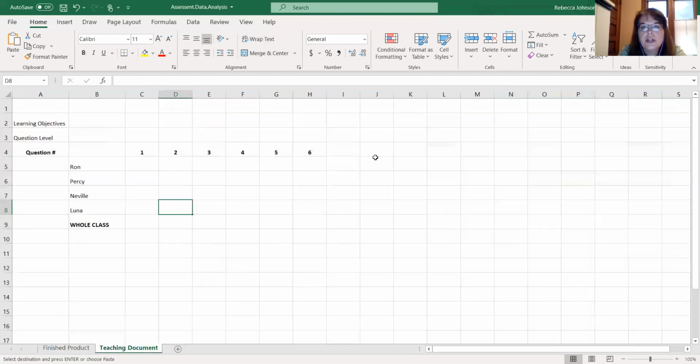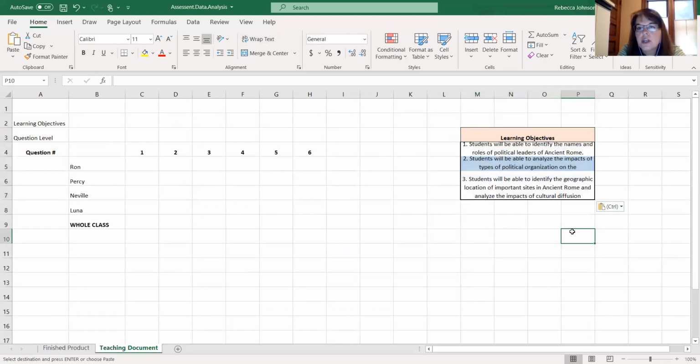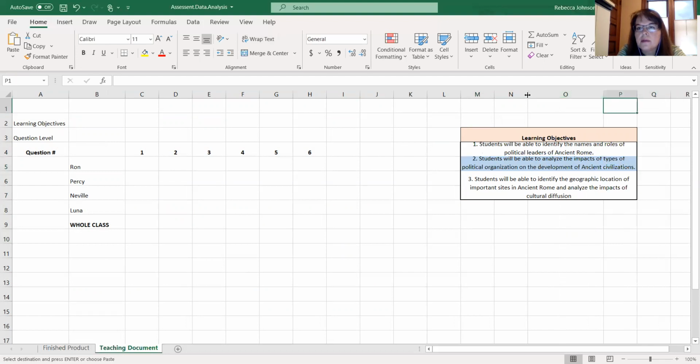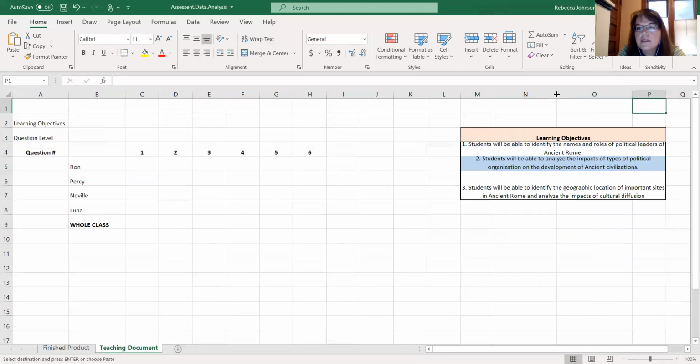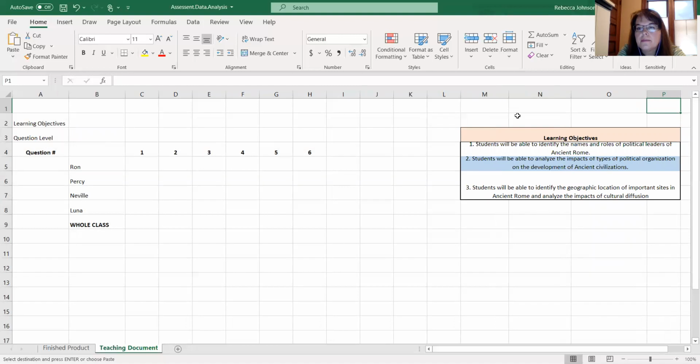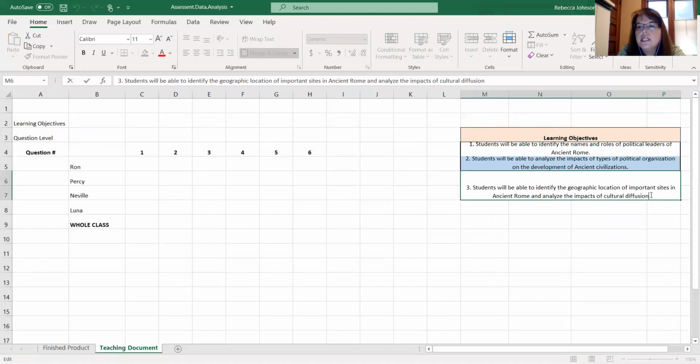So I'm just going to pull my learning objectives here from my learning segment. And I'm going to put this over here so that you can see it. I'm going to just spread this out just a little bit. Okay, so now you can see on the screen my learning objectives here.